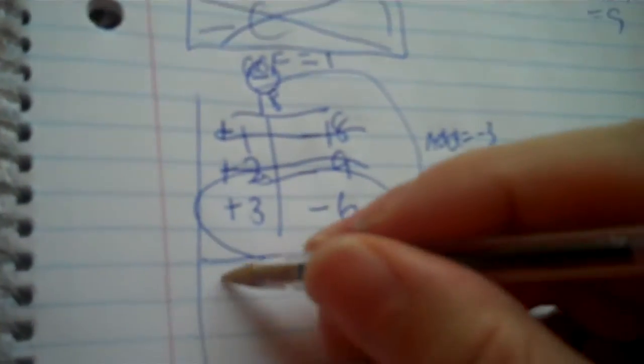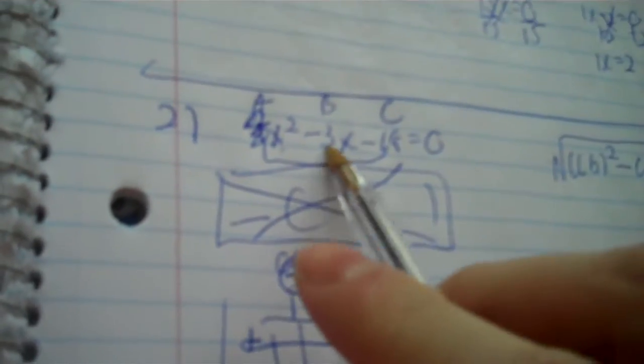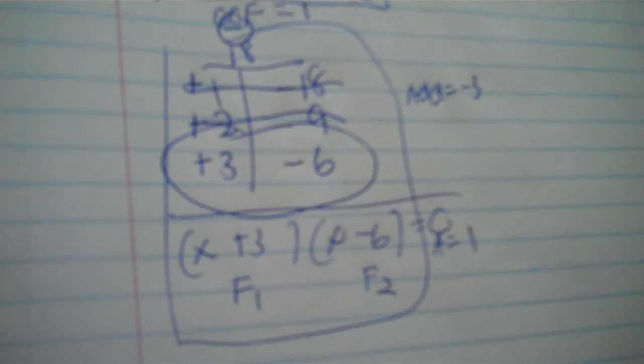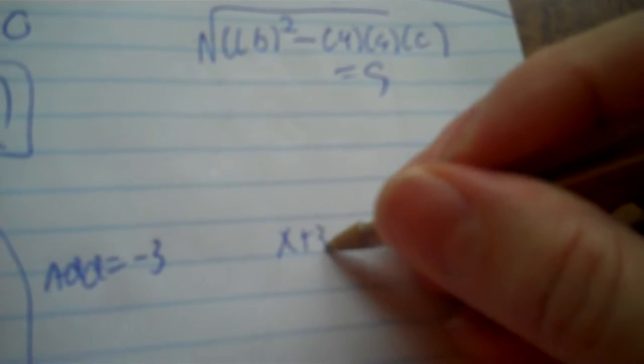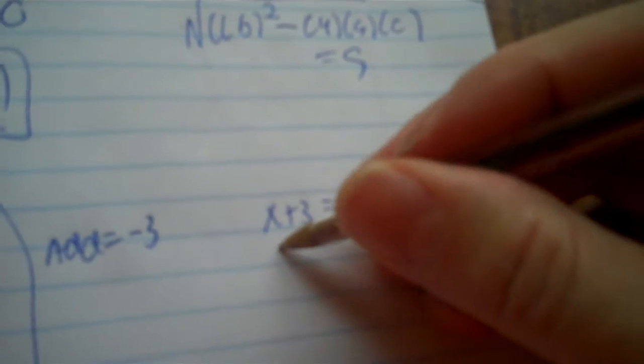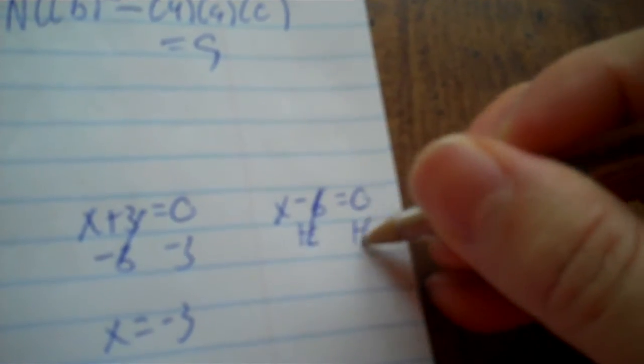Now my A is 1, which is good. I can get rid of it and just put it into 2 parentheses. X times X is X squared, and then the rest is plus 3 minus 6. F1, F2. So X plus 3 could equal 0, or X minus 6 could equal 0. So minus 3, you get negative 3. Plus 6, you get 6. Negative 3, positive 6.